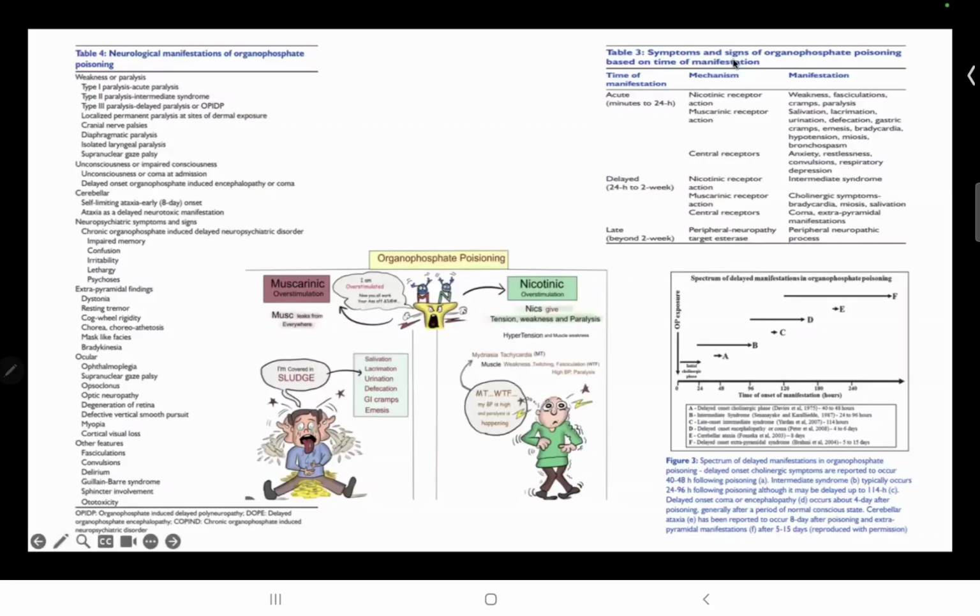Now, the symptoms and signs again can be divided on the basis of time of manifestation: acute, delayed, late. And again, the spectrum of delayed manifestation on the basis of time of onset from the time of ingestion of that OP compound. So the way you are producing it on your piece of paper on the day of your theory exam also gives the confidence that yes, I will definitely get 80% at least from each question.